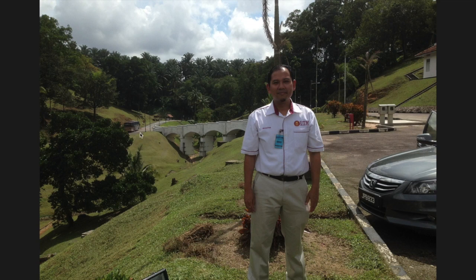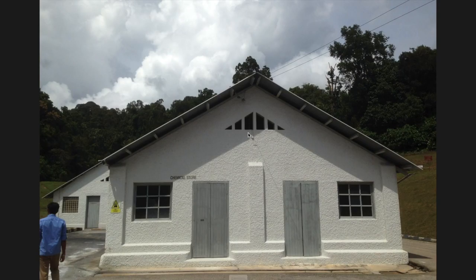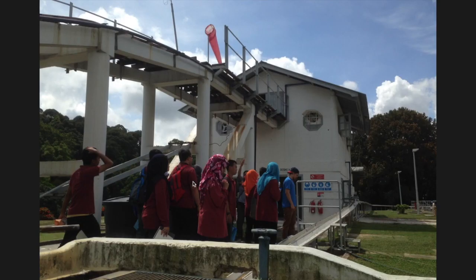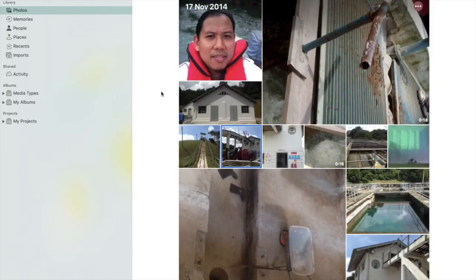So the bus parks here, and all of us get off the bus to visit the water treatment plant at this place, and then even further up is the water source. This is the chemical room where they store the chlorine and also alum. It's a very old system, and this water is distributed to some parts of the Johor Bahru area. So I think that's what I wanted to share. I hope that you got some ideas on the water treatment plant.